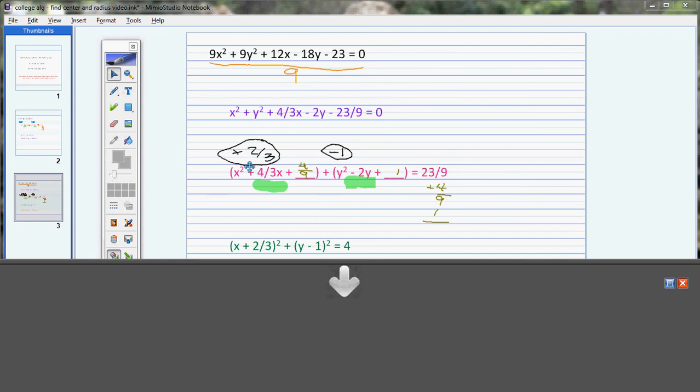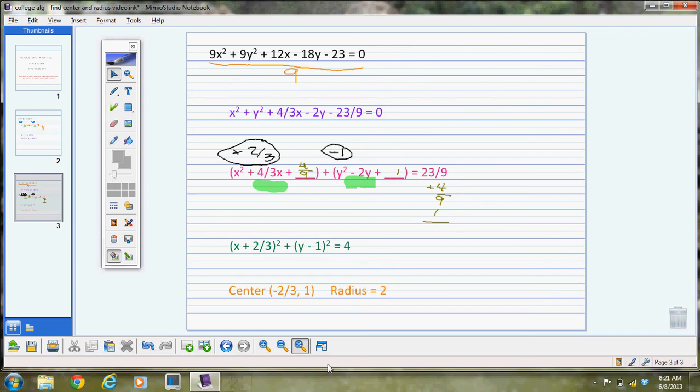So I have a positive 2/3. It's going to be x plus 2/3 squared plus, use your circled number here, it's going to be a negative 1. I put y minus 1 squared equals, when you add all this up, you end up with a positive 4. It is positive, so we do know we have a circle, and now it's easier to pick out the center and the radius. Remember, when you pull it out of parentheses, you change the sign.